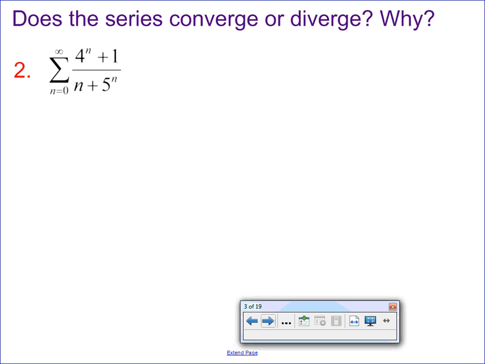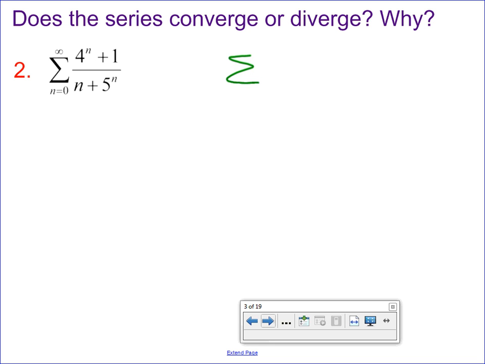But we think as n goes to infinity, this exponential term is going to be the dominant term as opposed to that linear term n. And so we think it's going to behave like 4/5 to the n as n approaches infinity. And so what we're going to do is choose a known, familiar series to compare it with.